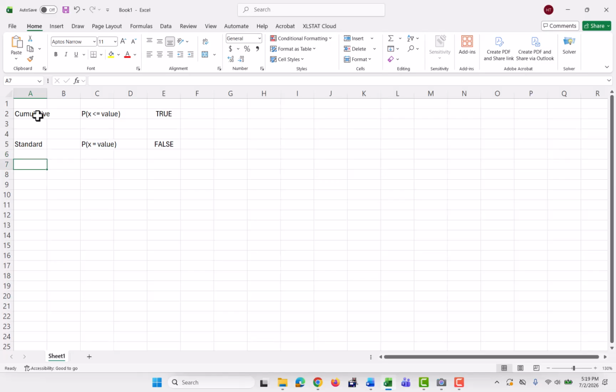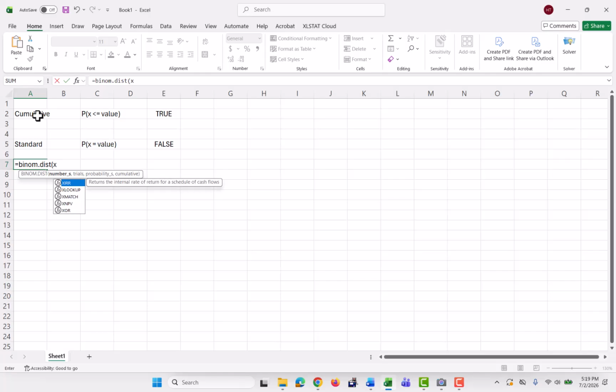So the command is equals binom.dist, then open parentheses. Now it says number of successes. So this is the x value that we would talk about when we were talking about the calculator. We need a situation here for this to really make sense. So let's put a situation up here.